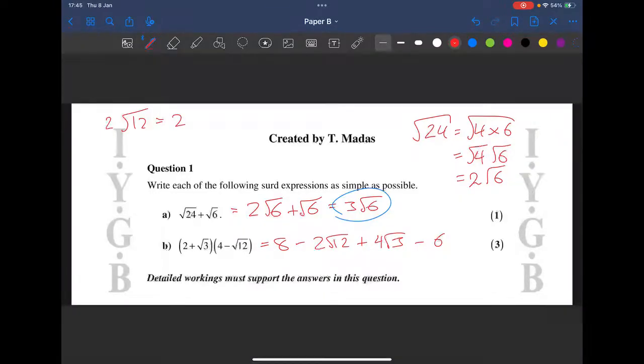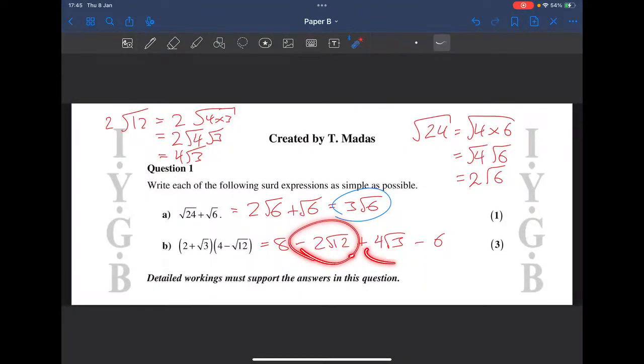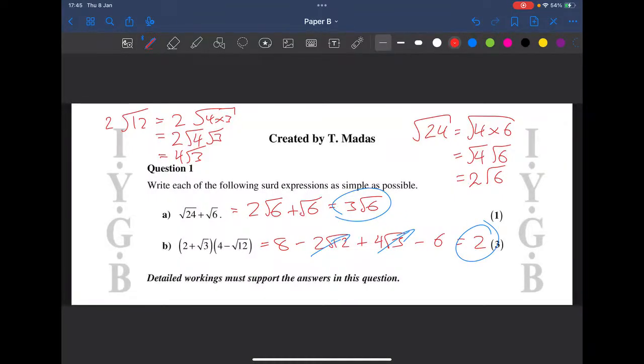So that's the same as 2 lots of root 4 times 3. And again, we can separate them out into 2 times root 4 times root 3. And the root 4 we can evaluate to 2. 2 times a 2 gives us a 4. So this whole bit was 4 root 3. This whole bit is 4 root 3. One was negative, one was positive, so they cancel out with each other. So all we're left with, 8 take away 6, gives us a 2 altogether. So that's question 1, all done.